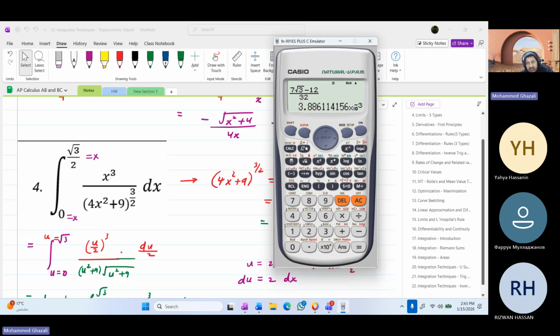Let's type this entire thing on the calculator. So integral 0 to square root 3 over 2, and what we have, x cubed, x to the power 3, divided by 4 x squared plus 9, to the power, I'm not going to say 3 over 2, I'm going to say 1.5, right? To the power 1.5. And we got a dx at the end. Just press equals there. We got 3.886.